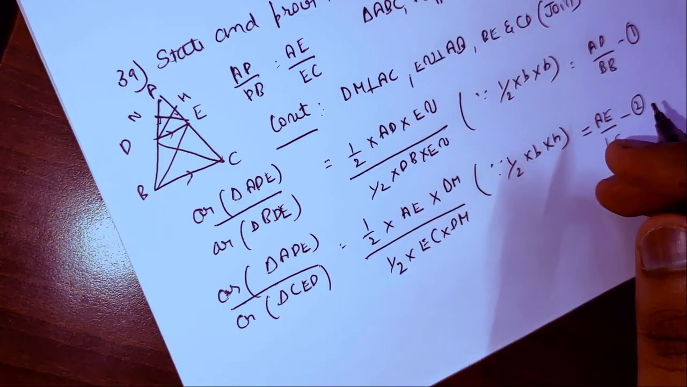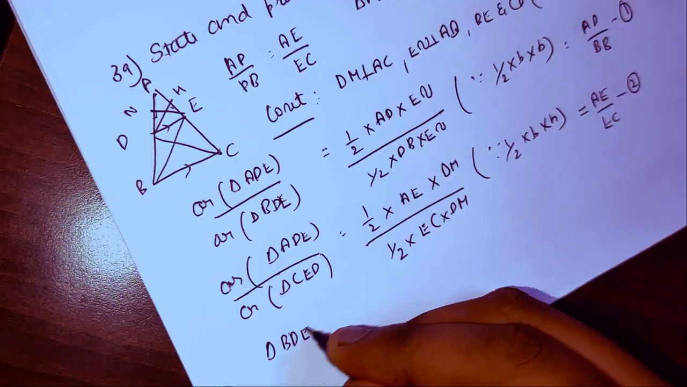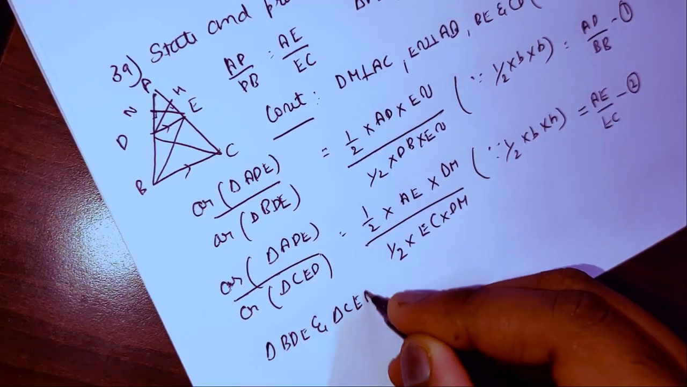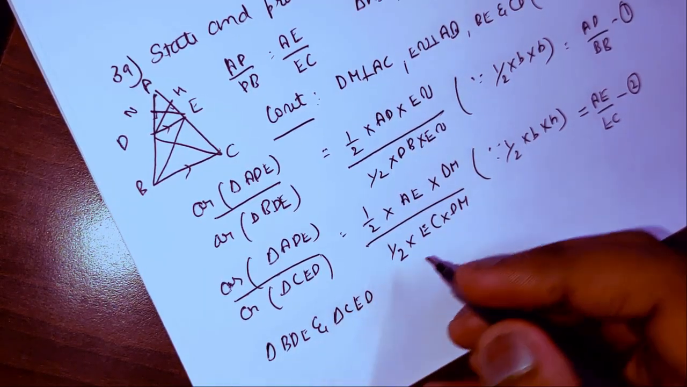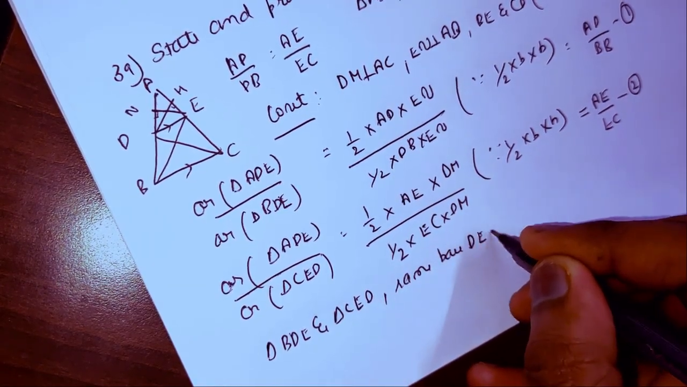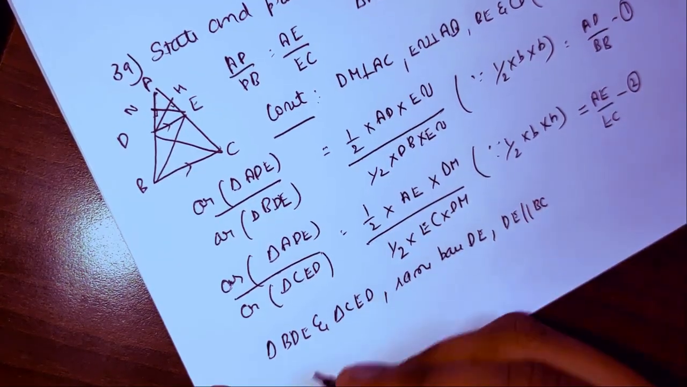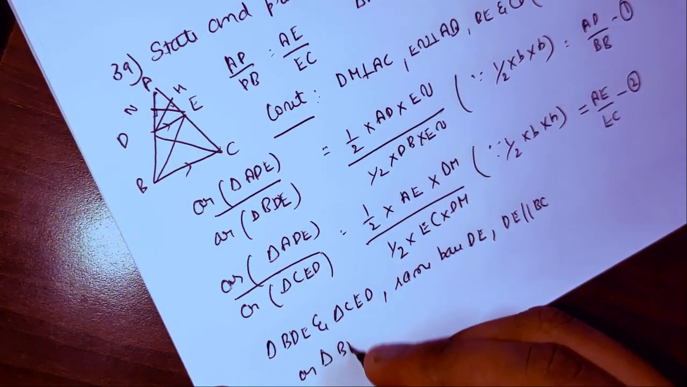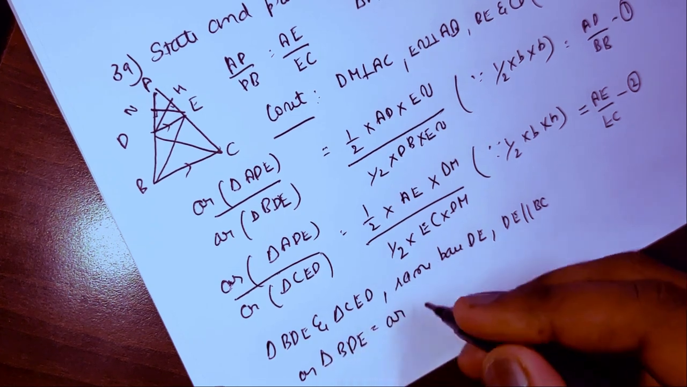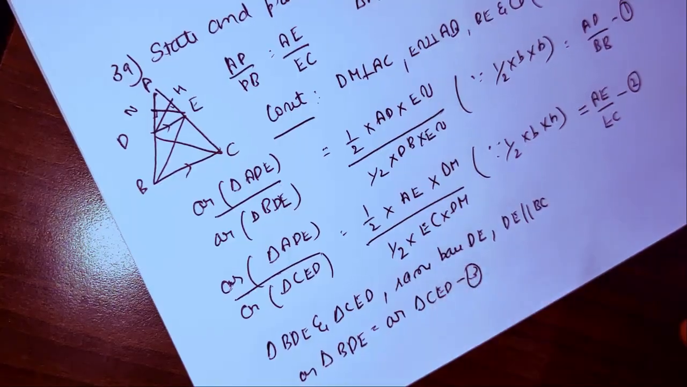Now both triangle BDE and CED are standing on the same base DE, and DE is parallel to BC. So area of triangle BDE is equal to area of triangle CED. Consider this as third equation.